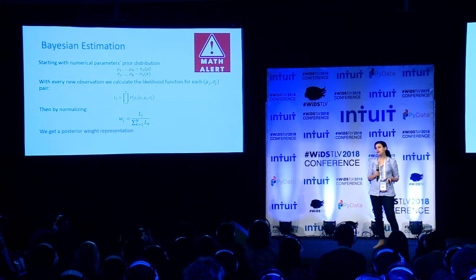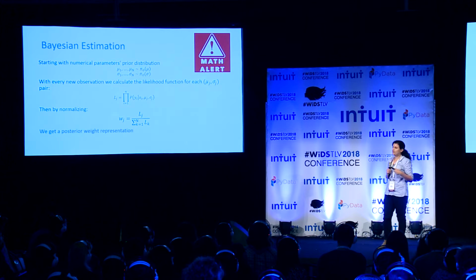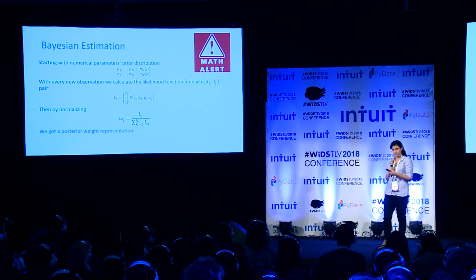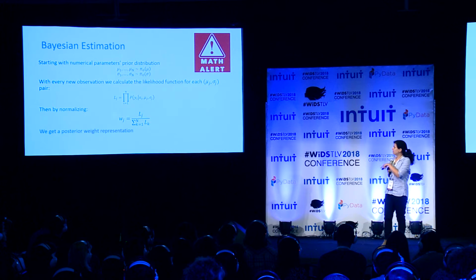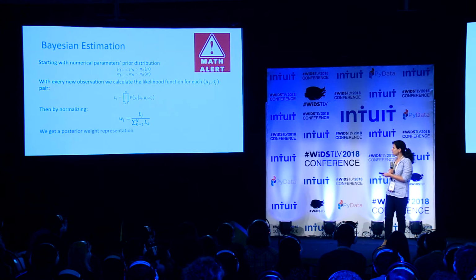Now, the intuition behind this process is that if we have a sample pair of mu and sigma that is very close to the real unknown parameters, mu and sigma, their likelihood will be bigger, and their share of the weight in the posterior will also be bigger, which indicates that they are a better estimate.